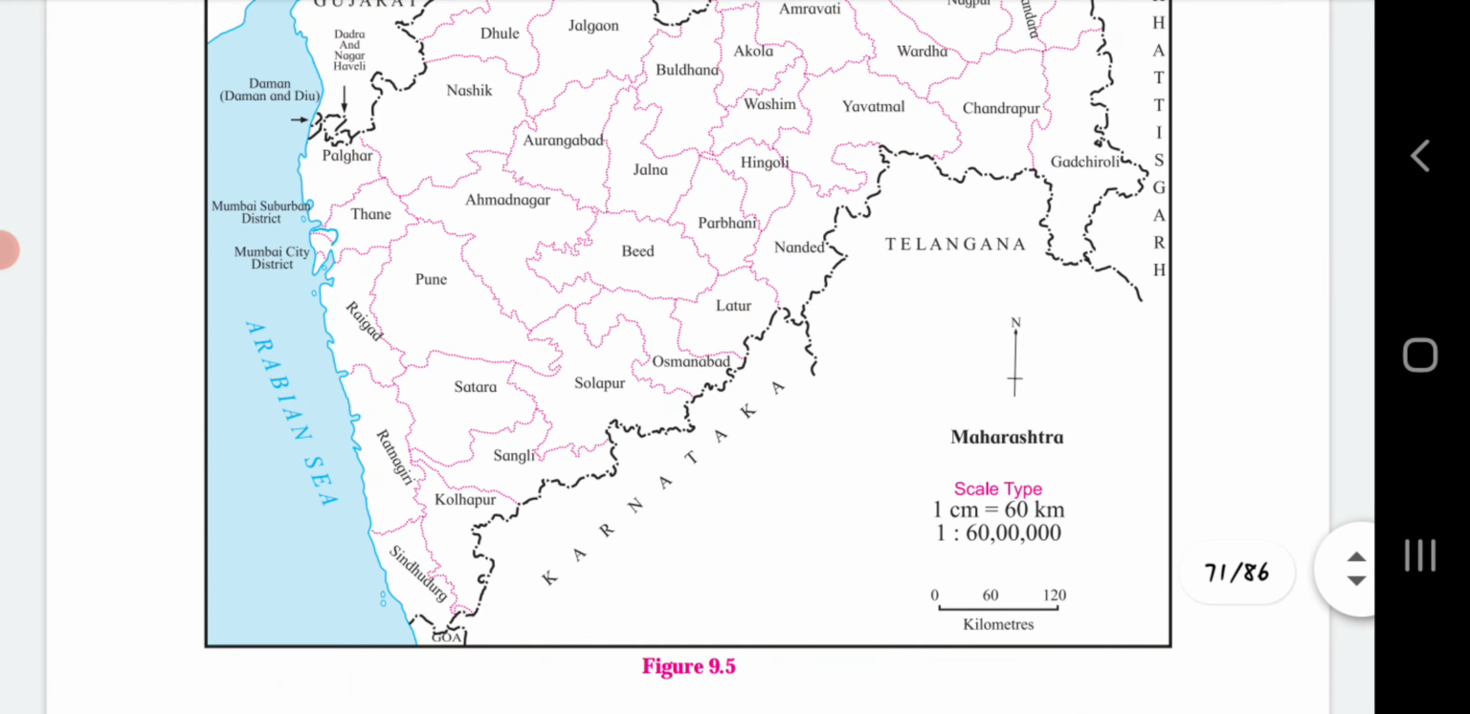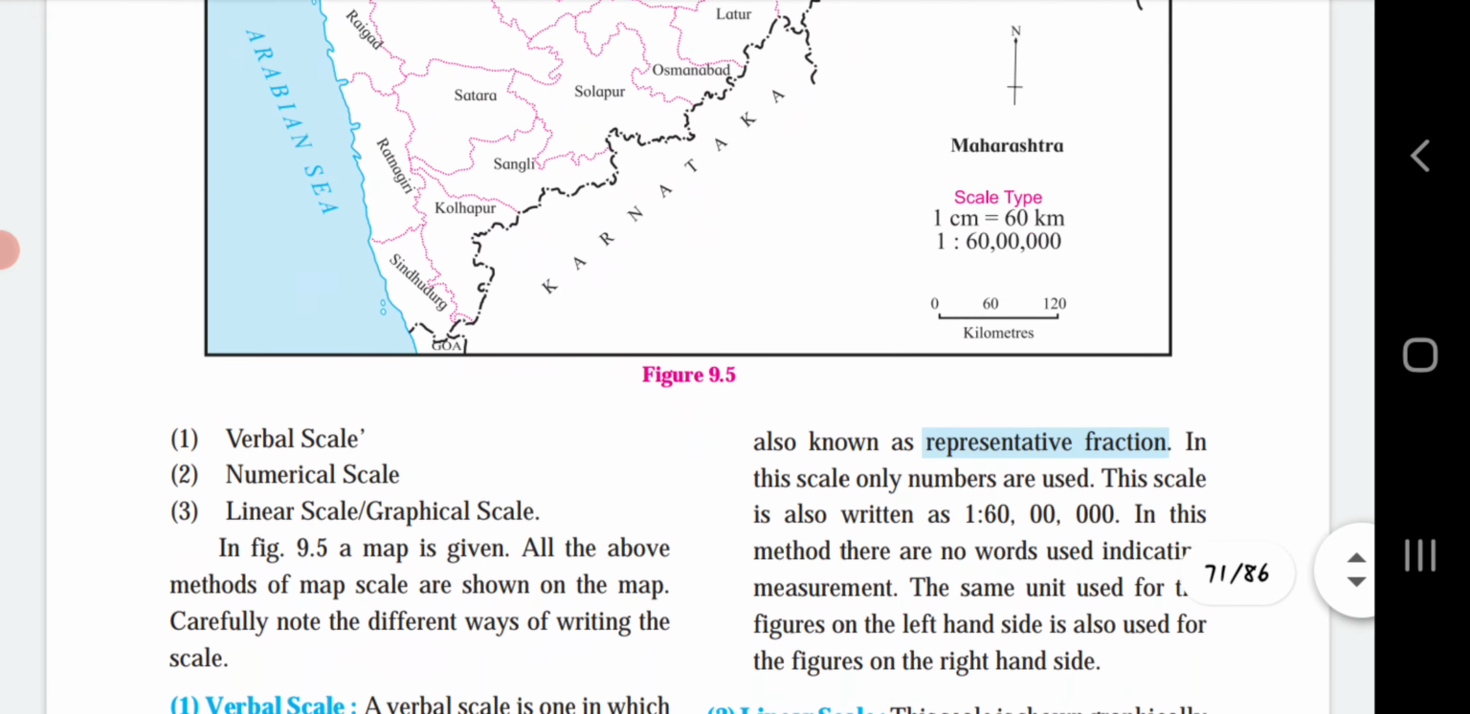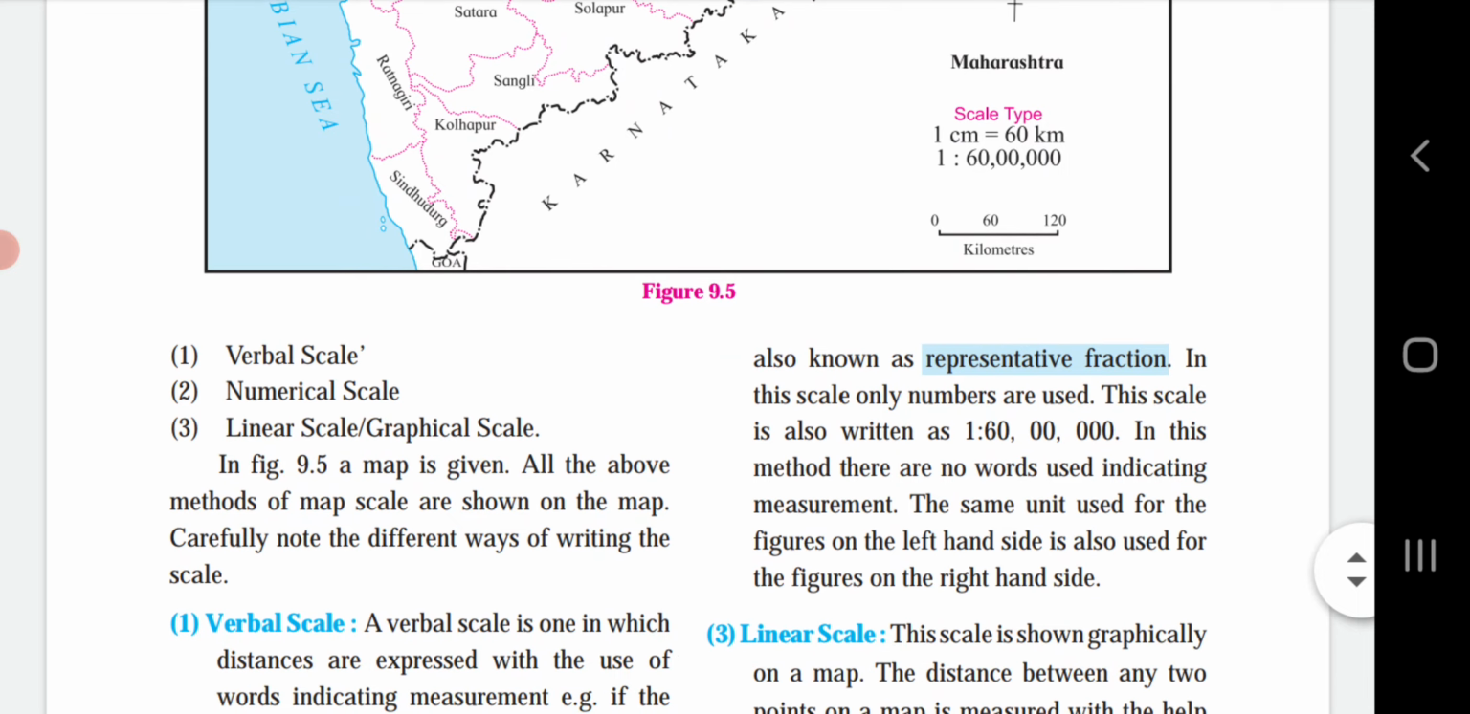Figure 9.1 shows a map. Verbal scale, numerical scale and linear scale. These are the three different types of scale. In figure 9.5 a map is given. All the above methods of map scale are shown on the map. Carefully note the different ways of writing the scale.